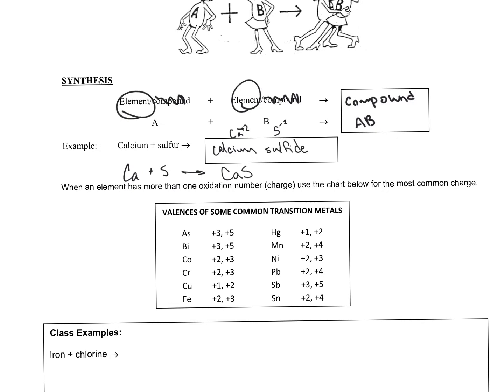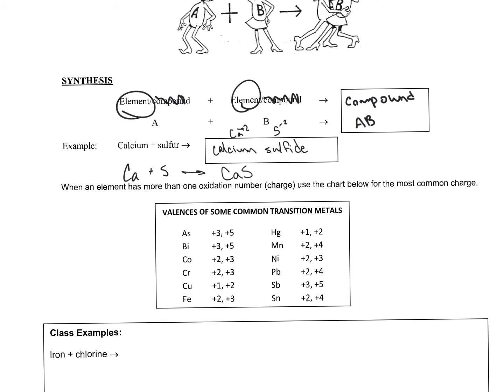If we have something that's predictable, then we easily know its charges because it's predictable. It's the whole point, right? Group 1 is +1, group 2 is +2. Cadmium and zinc are +2. Silver is +1, and aluminum is +3. Remember, all your nonmetals are also predictable. However, we will have you deal with some metals that are not predictable.